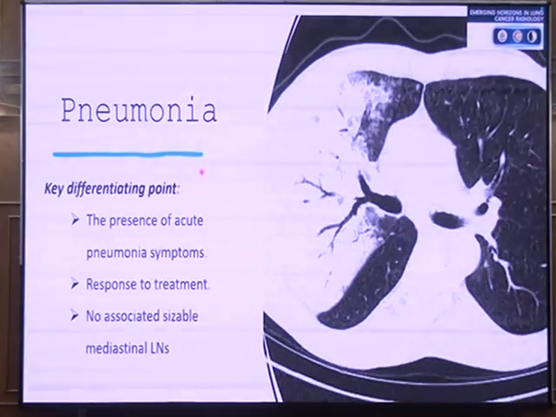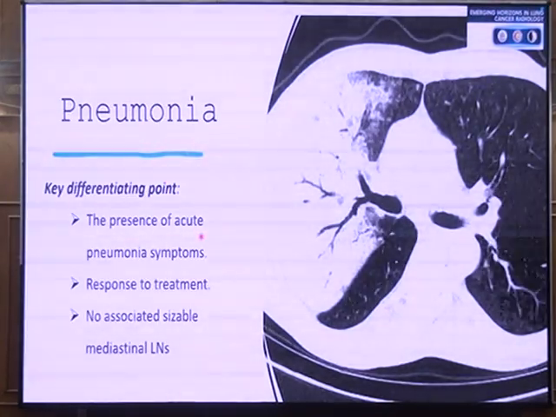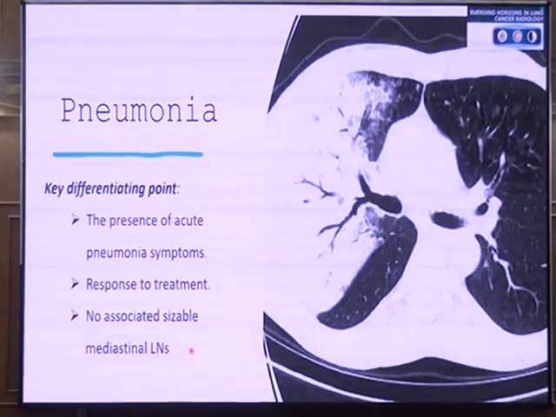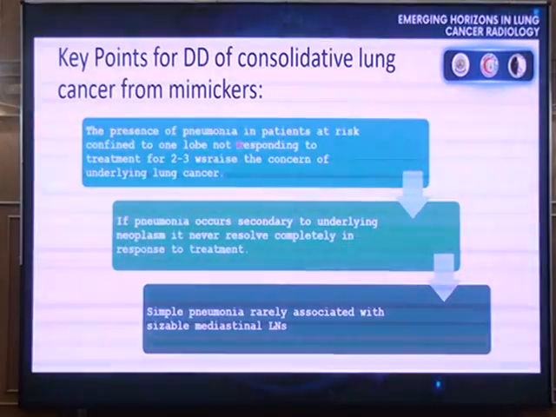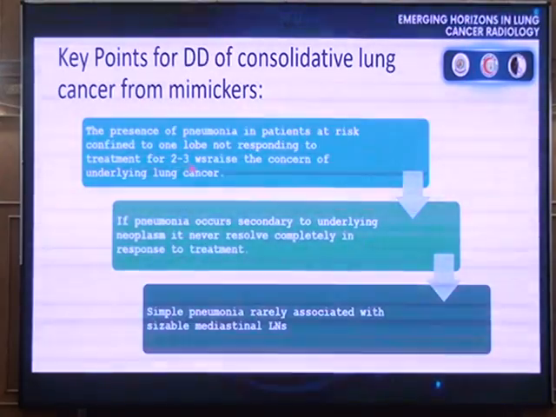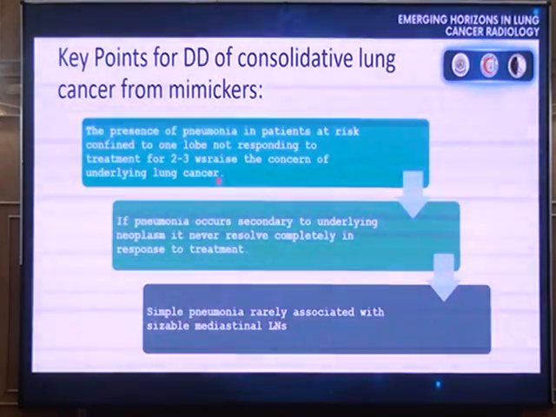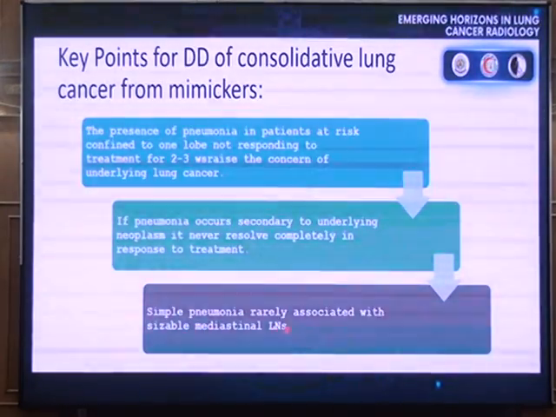And the main key differentiating point of pneumonia from lung cancer is the presence of acute pneumonic symptoms and the good response to treatment, and usually simple pneumonia is not associated with enlarged mediastinal lymph nodes. So the key differentiating points of the consolidated form of lung cancer from other mimickers: first, the presence of pneumonia in a patient with high risk, confined to one lobe, not responding to treatment for 2-3 weeks, is usually concerning for lung cancer. Second, if pneumonia occurs secondary to an underlying neoplasm, it never resolves completely. Third, simple pneumonia is usually not associated with enlarged mediastinal lymph nodes.